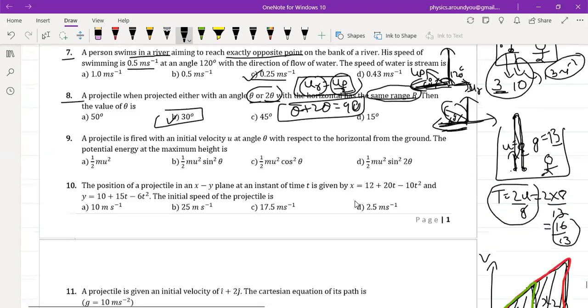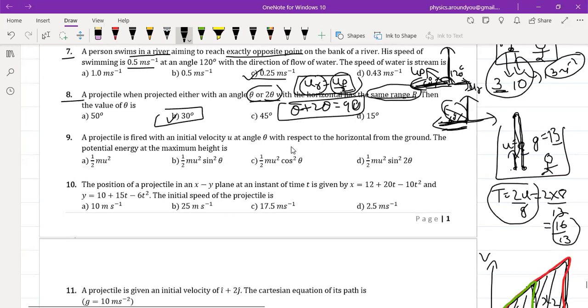Question number 9. A projectile is fired with an initial velocity u. So, what is the potential energy at the maximum height? A little bit of 10th standard concept over here. Potential energy is mgh. H max is u square sine square theta upon 2g, the formula. So you cancel this off, half m u square sine square theta. This should be the right answer. All we just did was substitute the h max formula in the mgh relation.